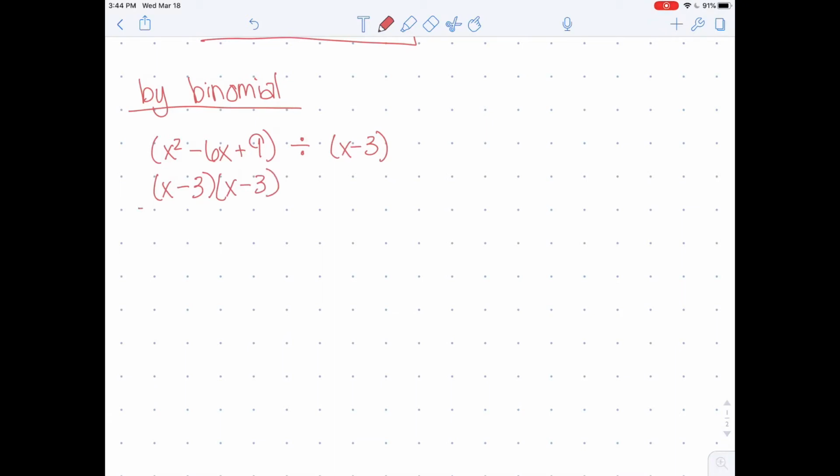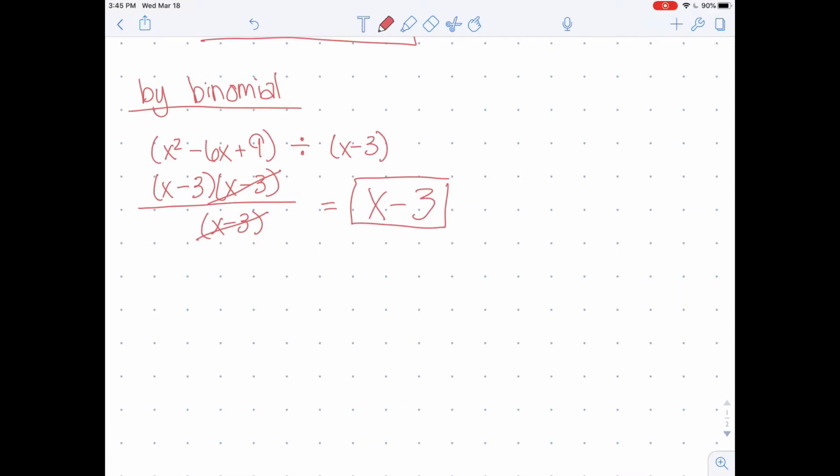Then divided by is the same as putting it over x minus 3. Well, we learned this in the last lesson. Since this term is the same as this term, they can cancel out, and I'm left with x minus 3 for my answer.